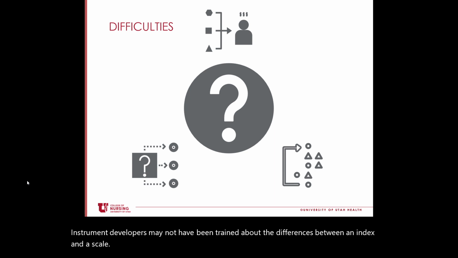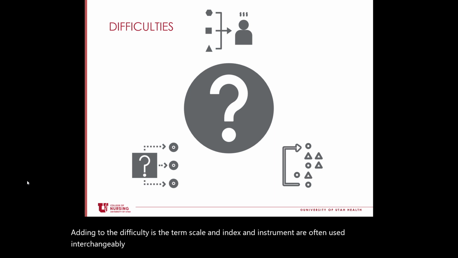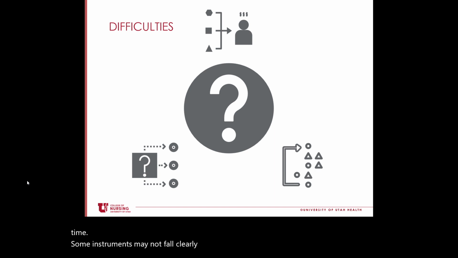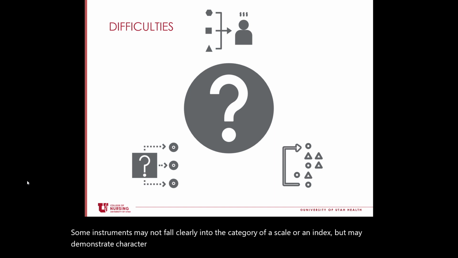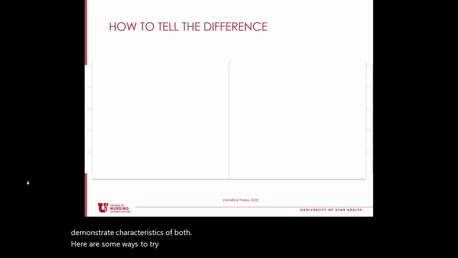Adding to the difficulty is that the terms scale and index and instrument are often used interchangeably. The understanding and language surrounding these tools has evolved over time. Some instruments may not fall clearly into the category of a scale or an index, but may demonstrate characteristics of both. Here are some ways to try to tell the difference.